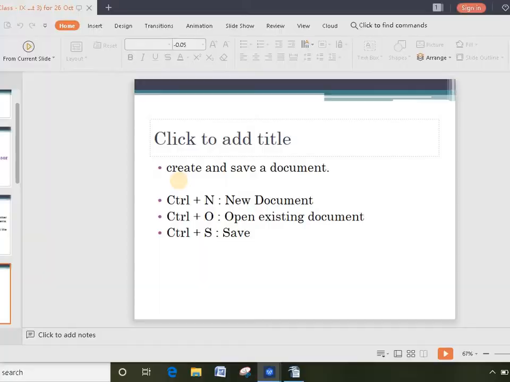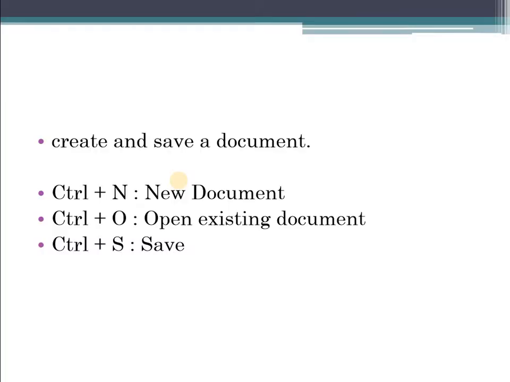So here is the option: we can use Control N for a new document, Control O to open an existing document, and Control S to save. So these are the shortcuts. I will show you.